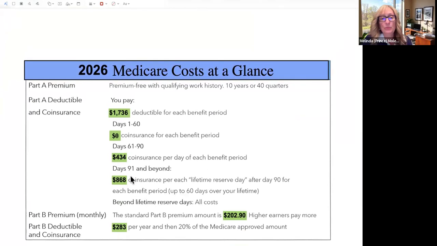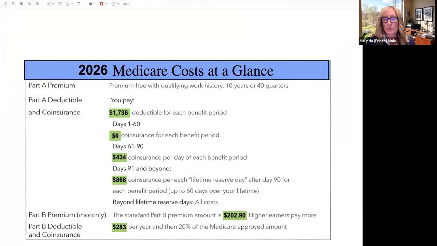Now let's talk about how Part B works, outpatient services. So we talked about paying for it. Now when we go to use it, we have a deductible that is only once a year, and it's rather low at only $283 currently. Once the deductible is met, then coinsurance, 80/20. The government pays 80%, we're responsible for 20% of the Medicare approved amount.